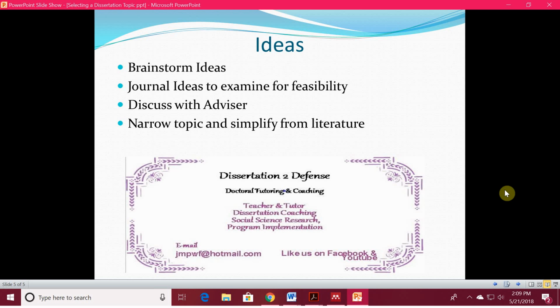Then you're going to want to discuss your idea with your advisor because you might have to sell your idea to your advisor, or they may not think that it's worthy. And if it's not worthy, don't pursue it. Okay. And then finally, you're going to want to narrow your topic, which is done from the literature review, and simplify that topic. So you know this is the one focus of my dissertation that I'm studying.